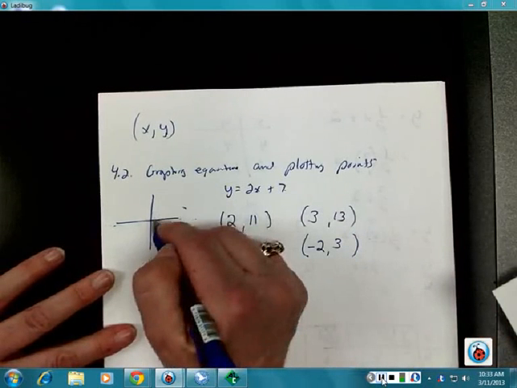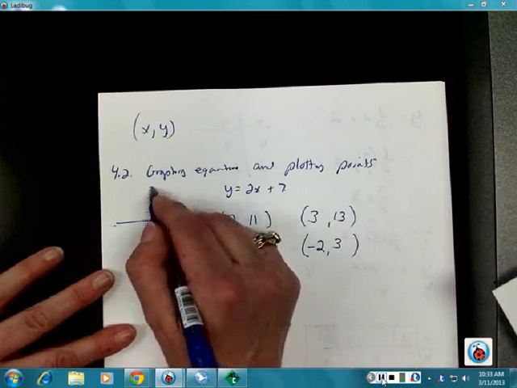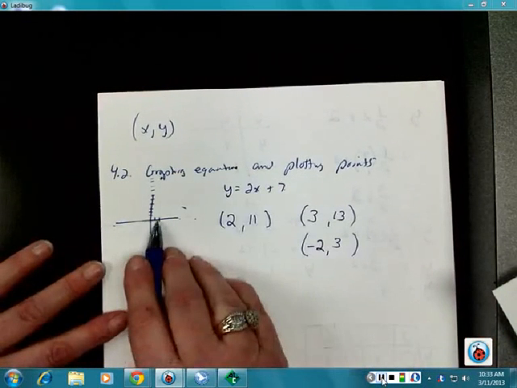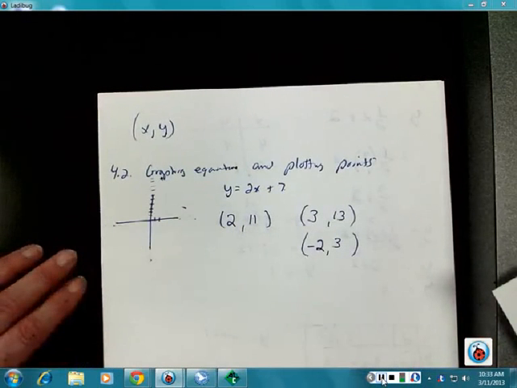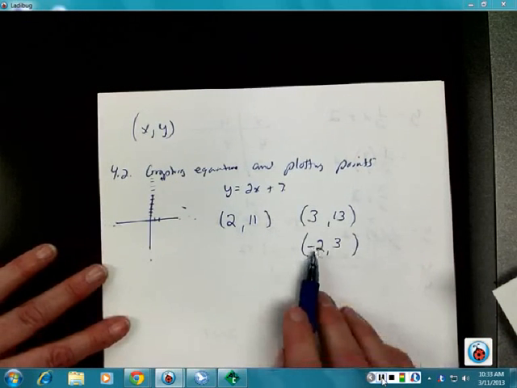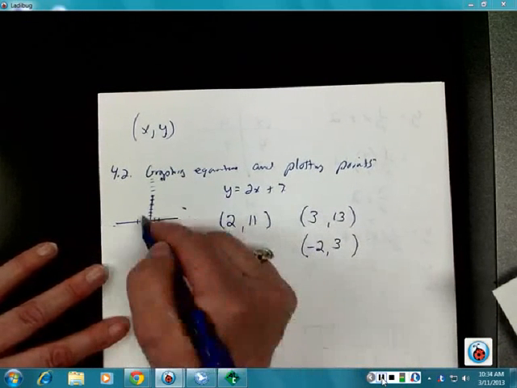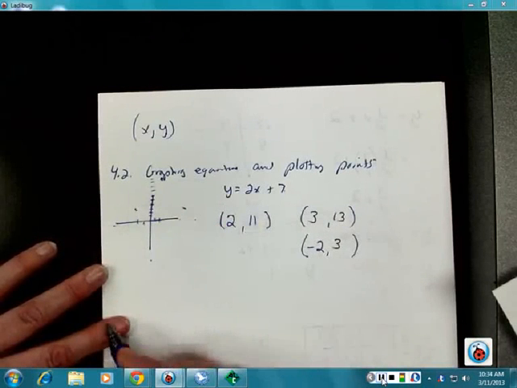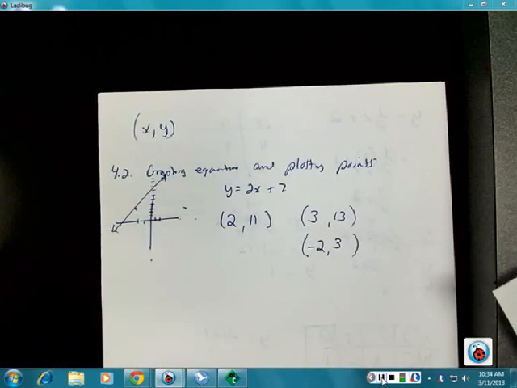So I plot this by going over 2 and up 11. And you will go over 2, up 11, hit that spot, and hit your enter, and you'll put a dot on your graph. Then to do the second one, I can't do this one, but I'm going to do this one. Over -2, and up 3. And you'll put a dot there, and automatically, Hawks is going to put a line in there for you. It will stick a line in your graph. So then you'll know you've got your straight line.